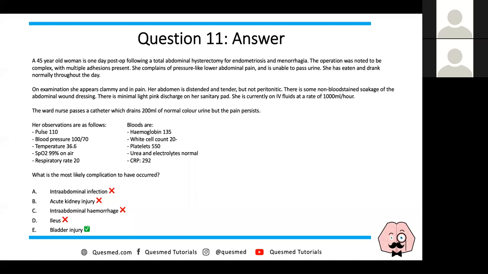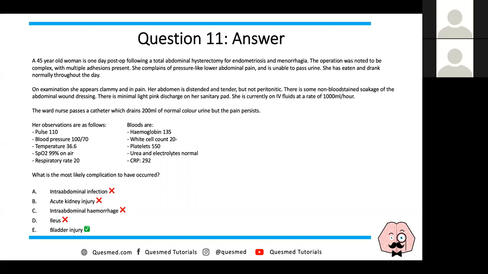Ileus, post-op ileus is really common, particularly in big abdominal operations where the bowels have been handled, the bowels go on strike, they don't move, the patient becomes constipated. This is only one day down the line, so ileus wouldn't be presenting one day down the line. You normally get an ileus several days down the line, and that would present with having a big distended tummy, not being able to pass stool, not being able to pass flatus, and it wouldn't normally cause tachycardia and hypotension unless it was a complete obstruction or unless it had perforated.